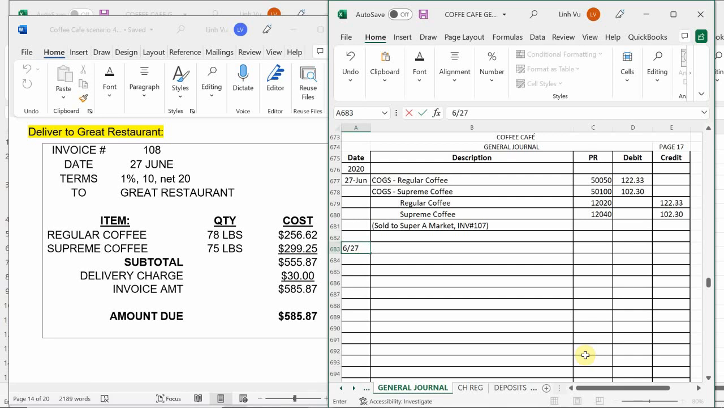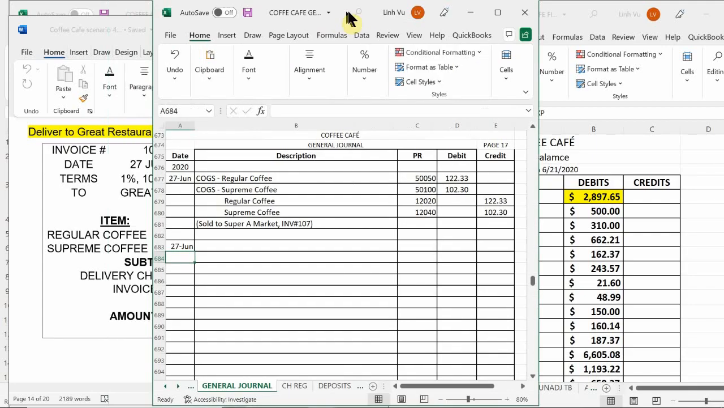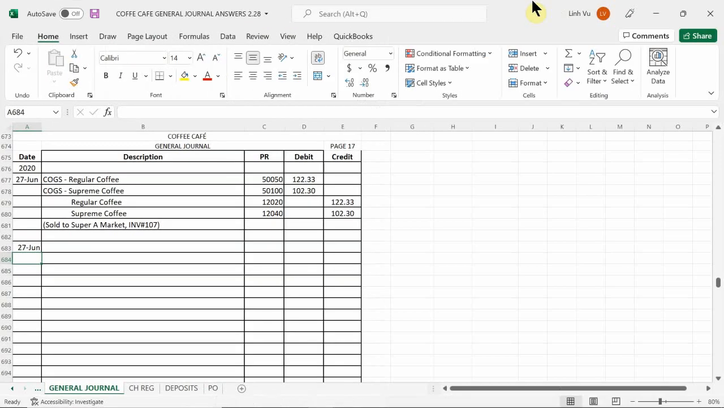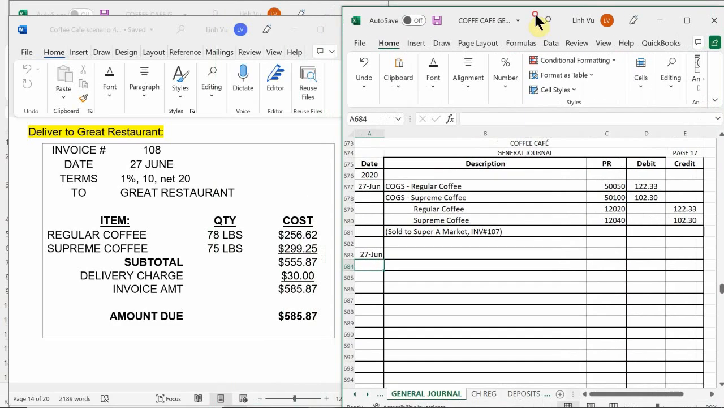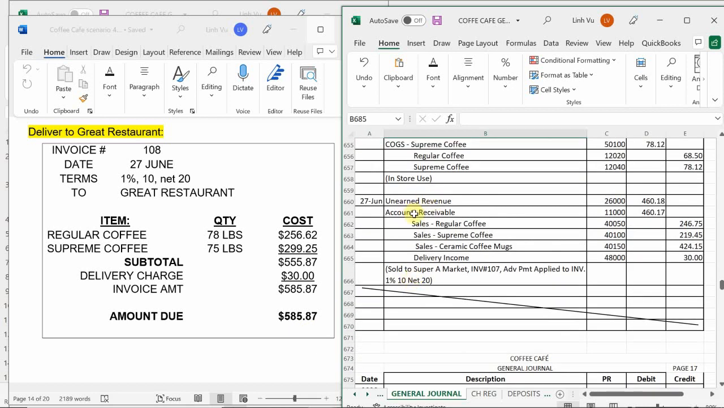It's the 27th. They ordered 78 pounds of regular coffee and 75 pounds of Supreme coffee. That means we're going to be selling a lot here. That's what they have here. We included the delivery charges, so the grand total is $585.87. In this case, we have an accounts payable.